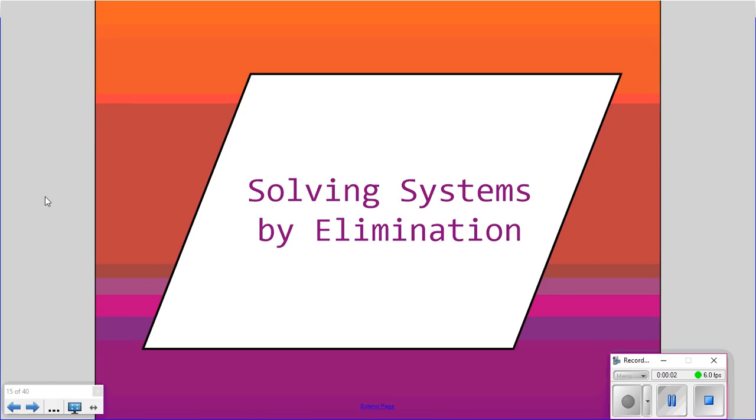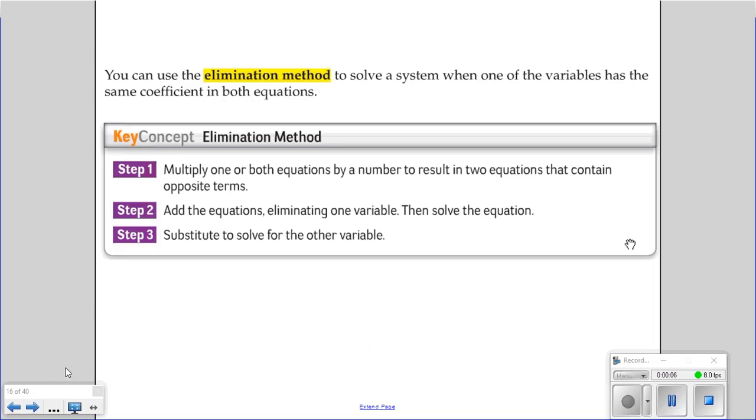Solving systems by elimination. You can use the elimination method to solve a system when one of the variables has the same coefficient in both equations. The elimination method is as follows.